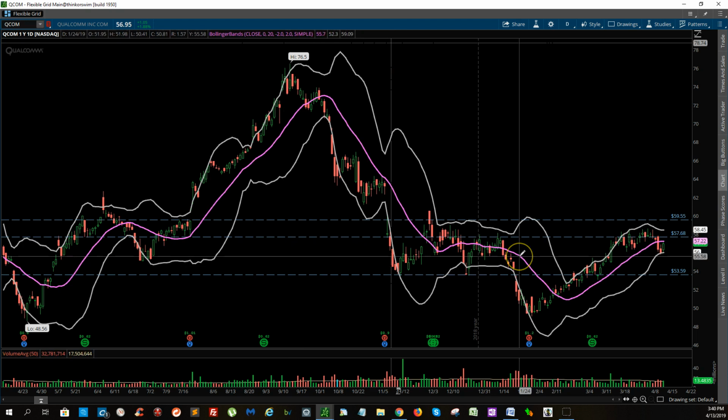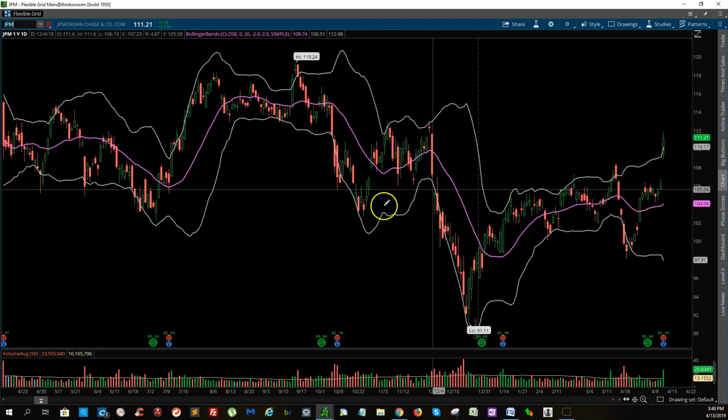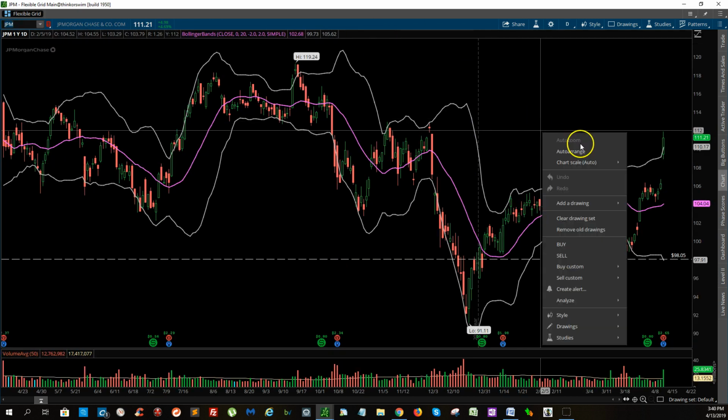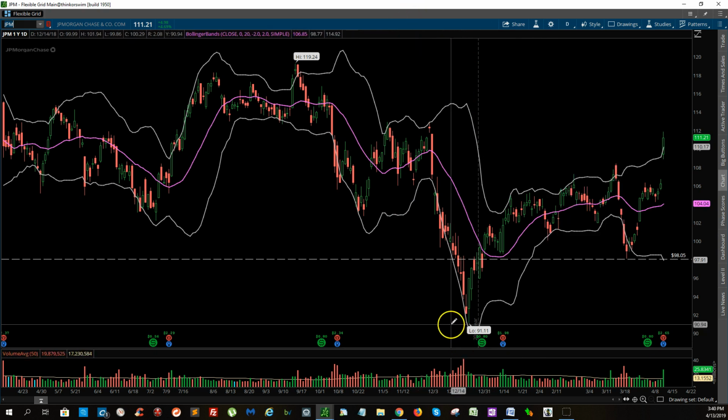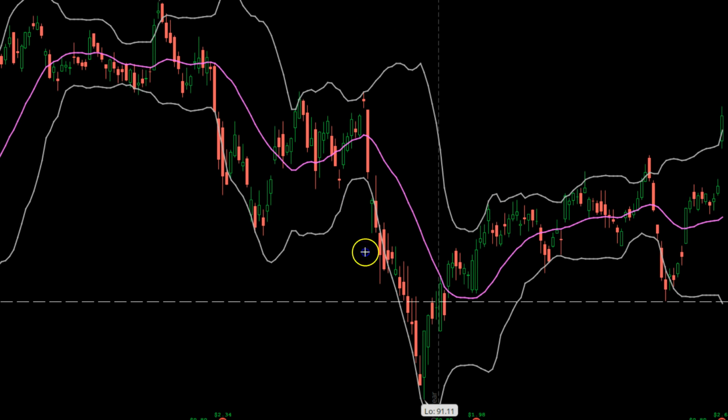And let's see, I'm going to see if I have one or two more examples real quick, and then we'll move on. JP Morgan, yes. Here's another great example of walking the bands and volatility trading. Look at this right here. That is so awesome. Look at that. Price is just going right down, down, down, down, down.